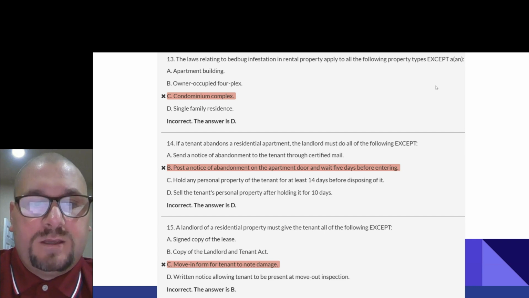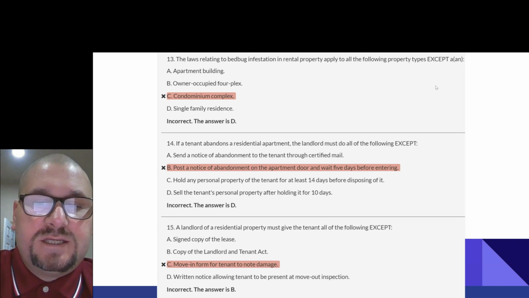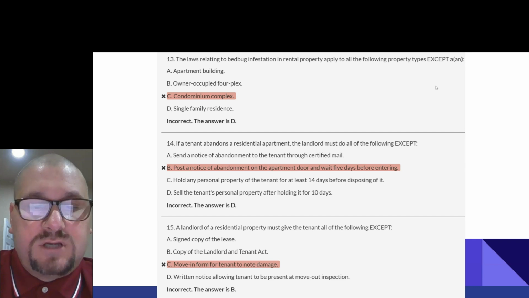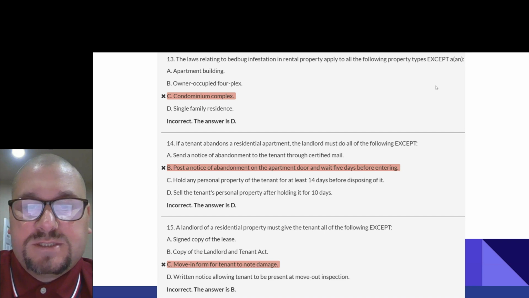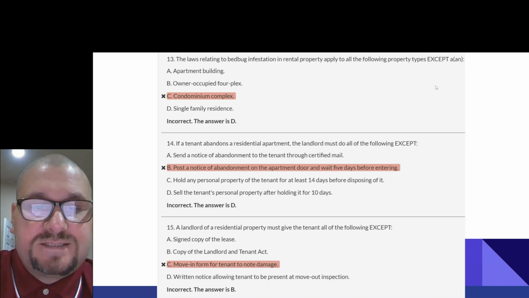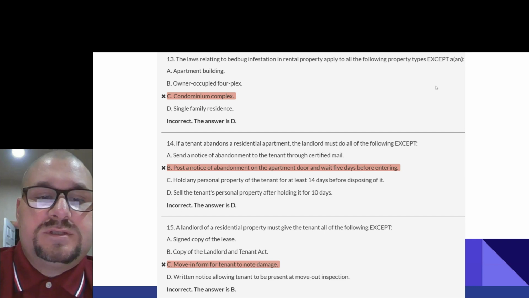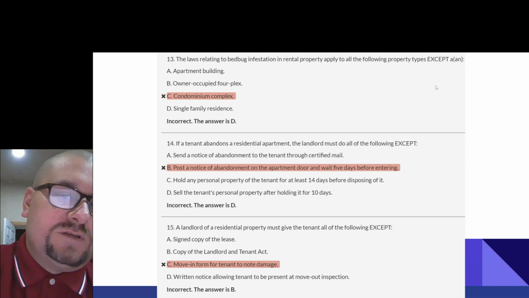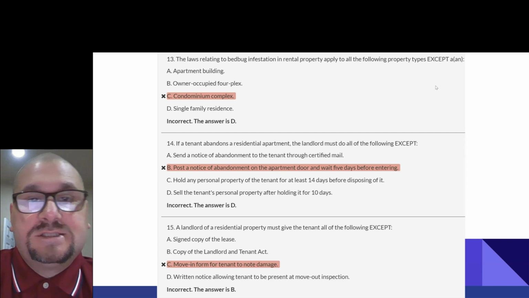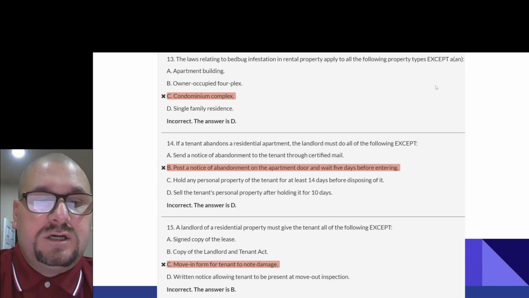A landlord of a residential property must give the tenant all the following except, bravo, a copy of the Landlord and Tenant Act. You don't have to give them a copy of the Landlord and Tenant Act. What you do have to give them is a signed copy of the lease, right? They've got to know what they're signing.